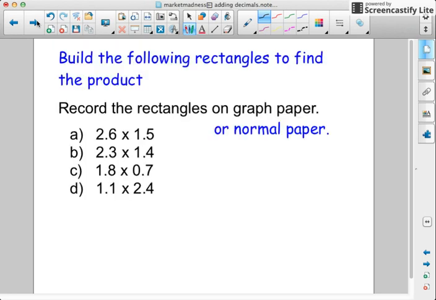I want you to give these a try with base 10 blocks, model them, and try to come up with a solution. Pause the video. I will give you the solutions in a second here, but you need to try these first.